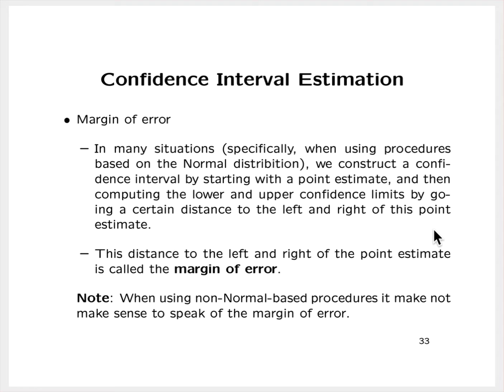Now let's talk about what we mean by a margin of error. So in many situations, and in particular, when using procedures that are based on an assumption of normality or of a normal distribution for the underlying data, we construct the confidence interval by starting with a point estimate and then computing the lower and upper confidence limits by going a certain distance to the left and to the right of that point estimate. This distance to the left and to the right of the point estimate is called the margin of error.